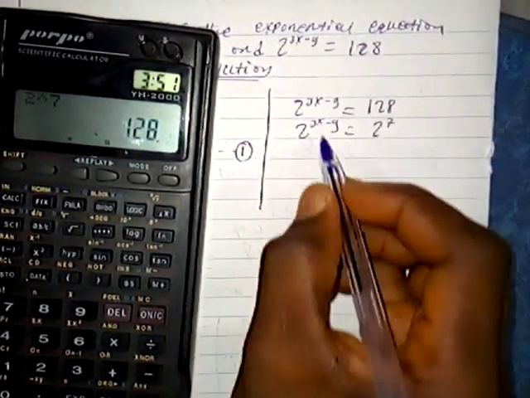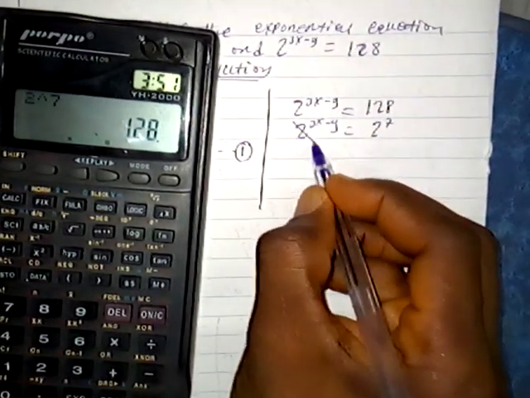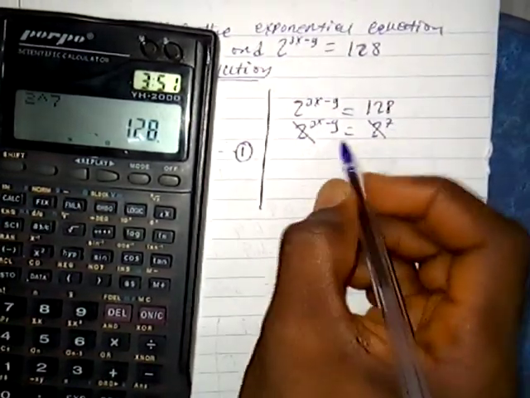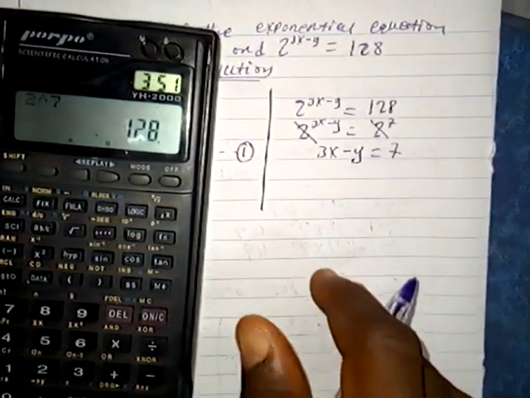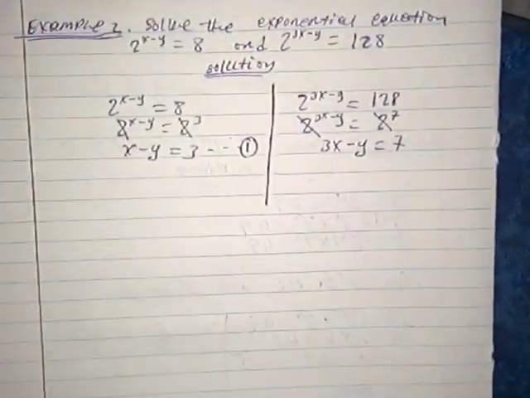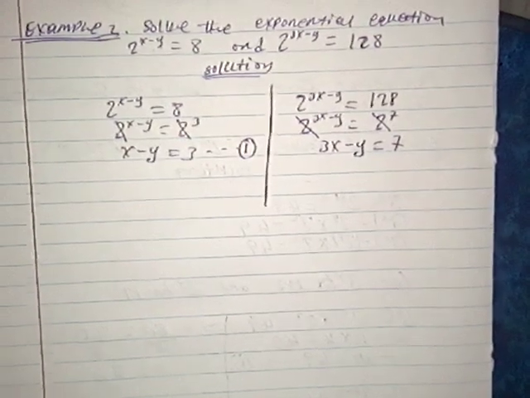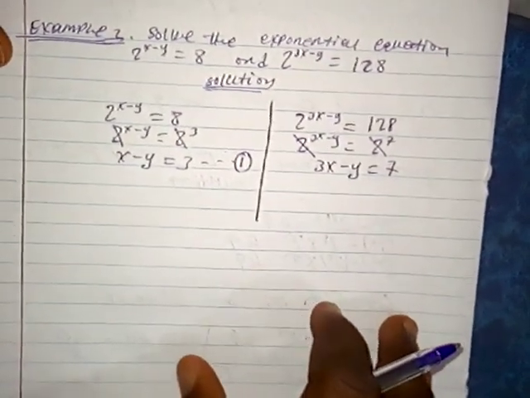Now we have simplified. Now the bases are the same. Base 2, base 2. Cancel the base and equate the powers. 3x minus y is equal to 7. Right? If you don't understand here, please go and watch lesson 1. I believe everything will be simple for you.